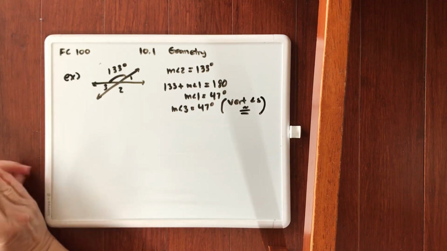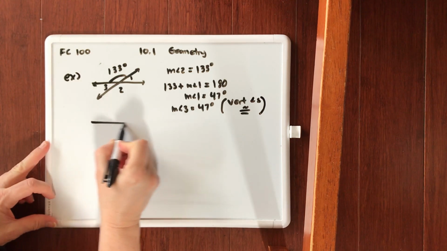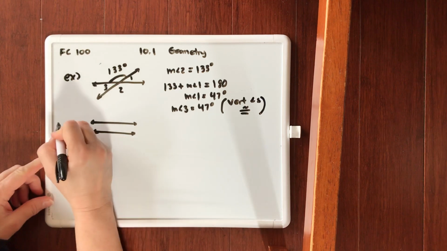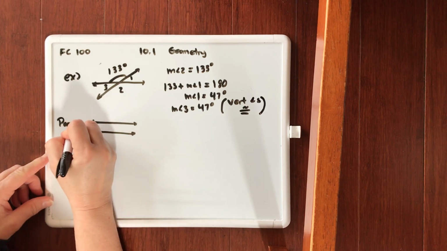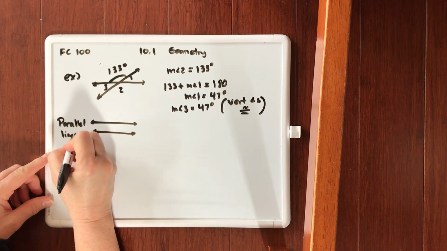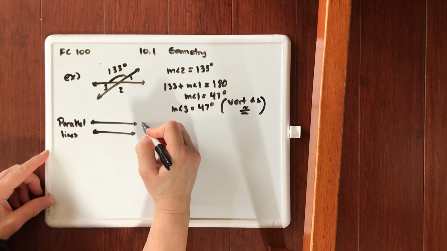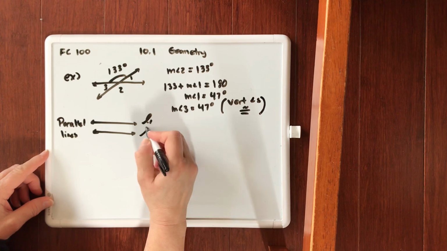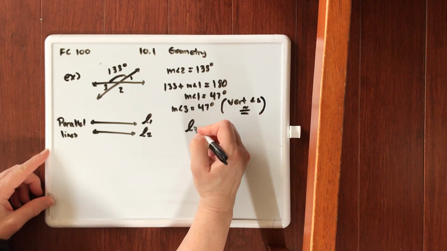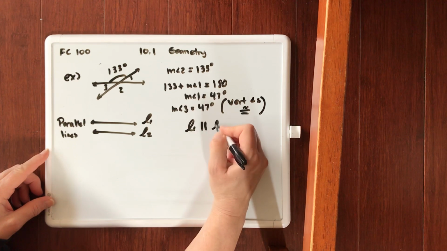These, we know, are called parallel lines. I'm going to label this line L1 and this line L2. And a shorthand for writing parallel lines is we say L1 is parallel to L2.